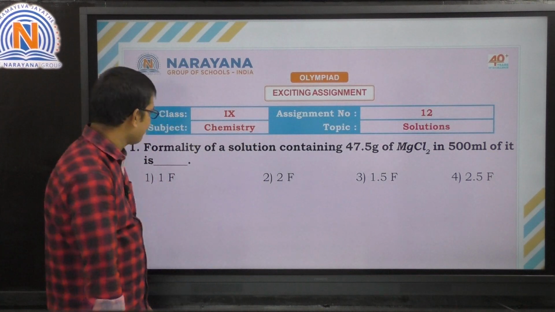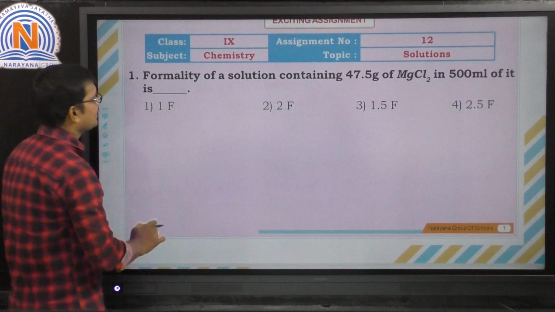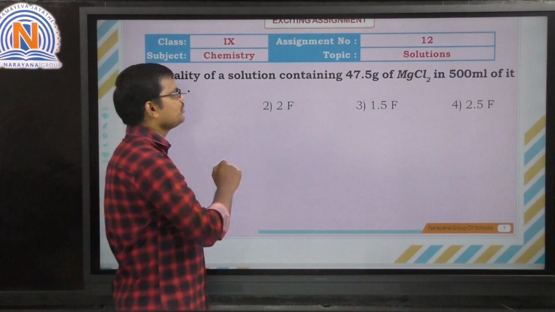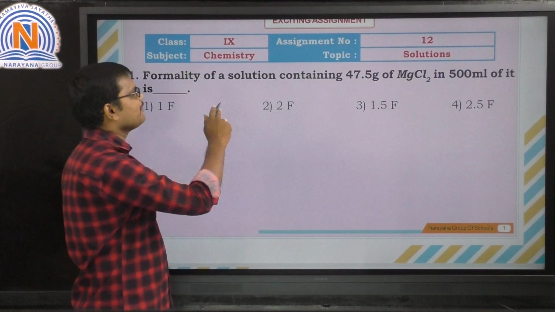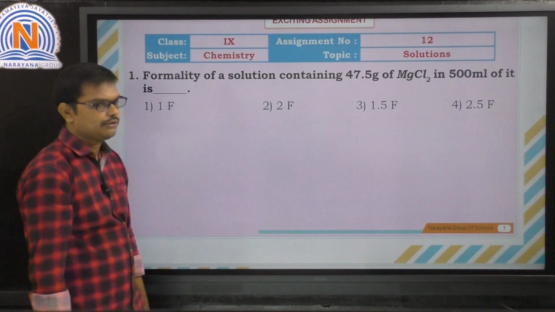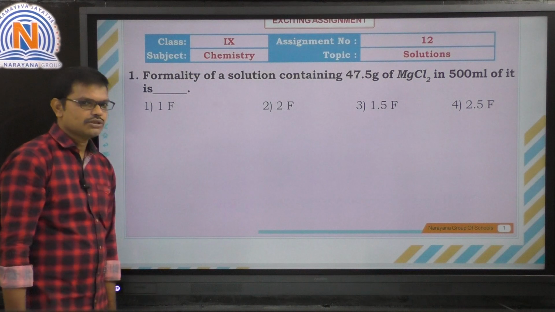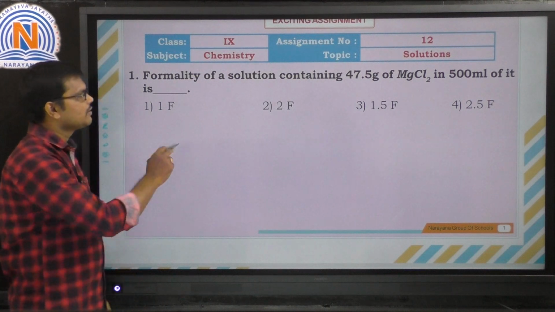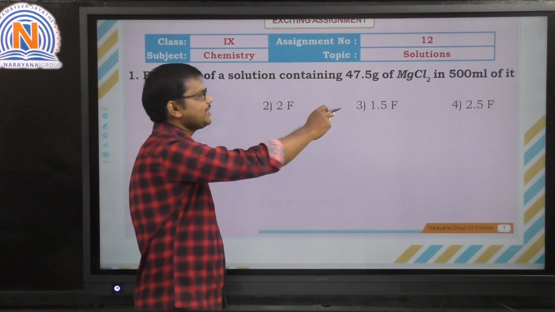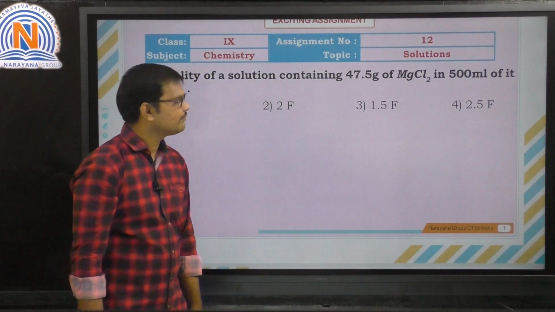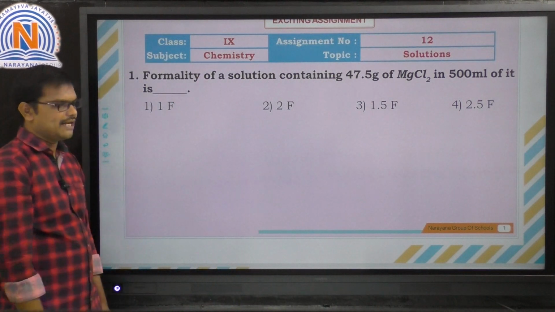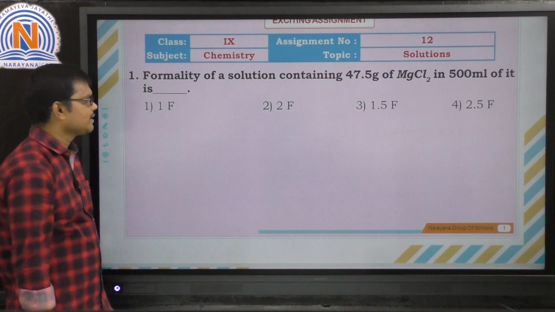So first question: the formality of a solution containing 47.5 grams of MgCl2 in 500 ml of it is. So what is the given question? 47.5 grams of MgCl2 in 500 ml of it. They are asking formality. So what is the information in the given question?